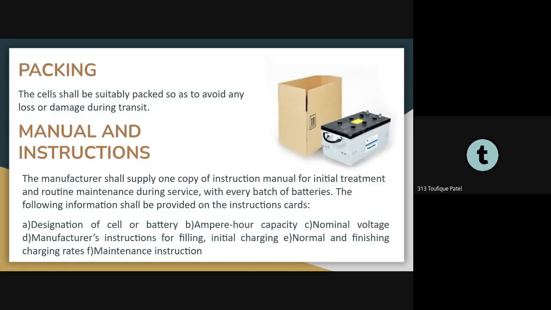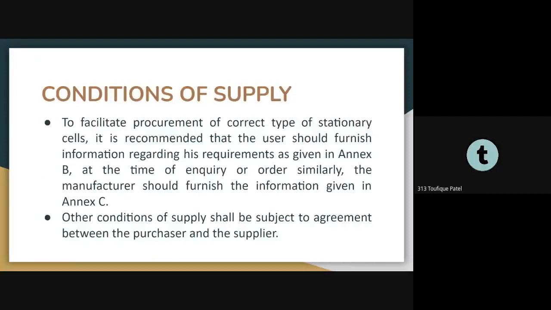The following information shall be provided on the instruction cards. First, designation of cell and battery. Second, ampere hour capacity. Third, nominal voltage. Fourth, manufacturer's instructions for filling and initial charging. Fifth is normal and finishing charging rates. Sixth is maintenance instructions.